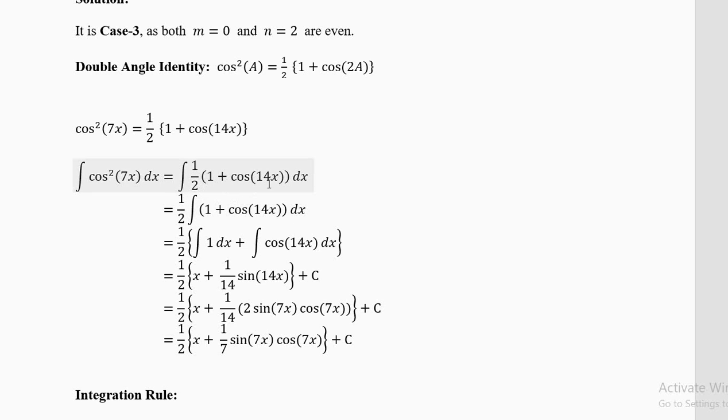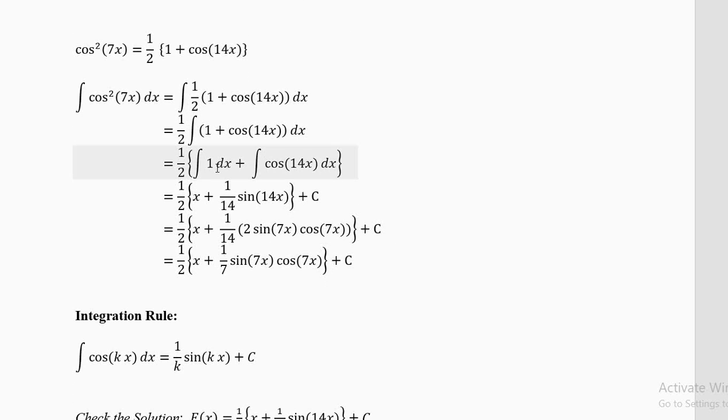Now this integration we have done many times before. The half will go out, you will get 1 plus cosine, 1 is separate, cosine is separate. Integrate: integration of 1 is x, integration of cosine is sine divided by the number. So it is x plus 1 over 14 sine 14x, plus c. Now your answer is complete here, the integration is over here, but since the angle is 7x in the question, you should make it 7x here preferably.